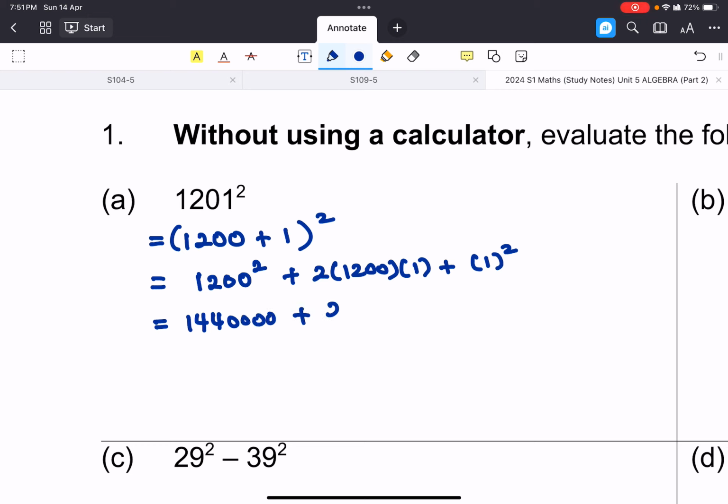Over here, 2400 plus 1. Now we put them back together. It's 144, then 2401. There we go.